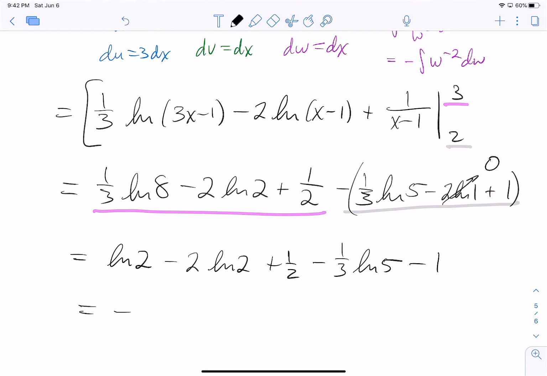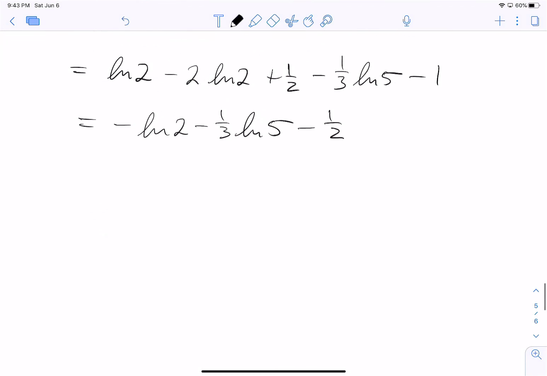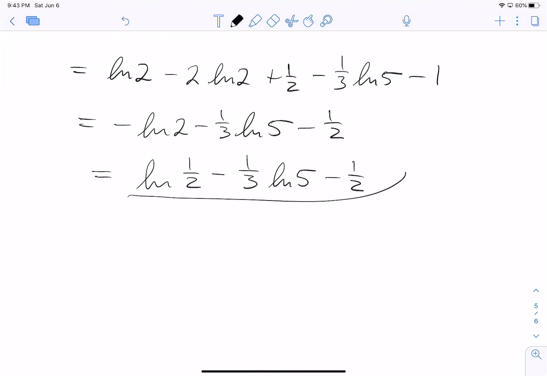We can express this as combining like terms. Natural log of 2 minus 2 times the natural log of 2 is negative natural log of 2. Minus 1/3 times the natural log of 5. Plus 1/2 minus 1 gives us minus 1/2. Now we could leave it like this. We have a bunch of negatives and that is okay. We could also, though, take the negative leading coefficient of natural log of 2, turn that into an exponent, and express negative natural log of 2 as the natural log of 1/2. The rest of this is going to remain unchanged, so natural log of 1/2 minus 1/3 times the natural log of 5 minus 1/2 is how I choose to express the final answer.